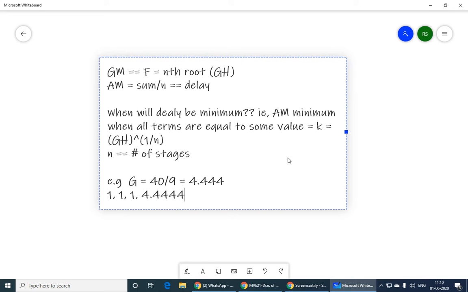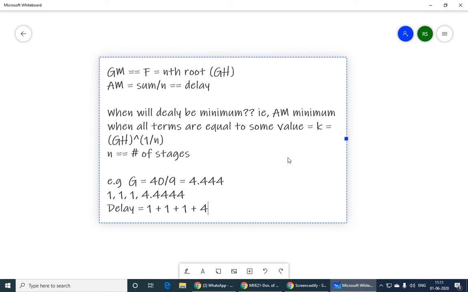So if I choose this, then I am getting the product that I require, because 1 into 1 into 1 into 4.44 is 40 by 9. But now the delay equal to 1 plus 1 plus 1 plus 4.44 equal to 7.444. This is one number. Okay. So is this the minimum?